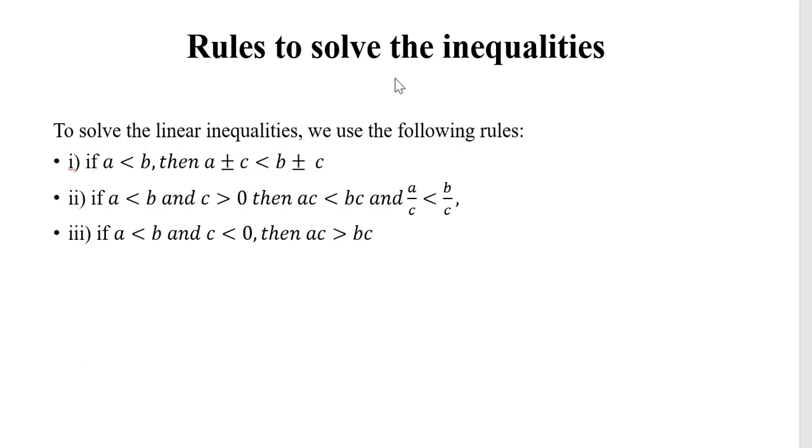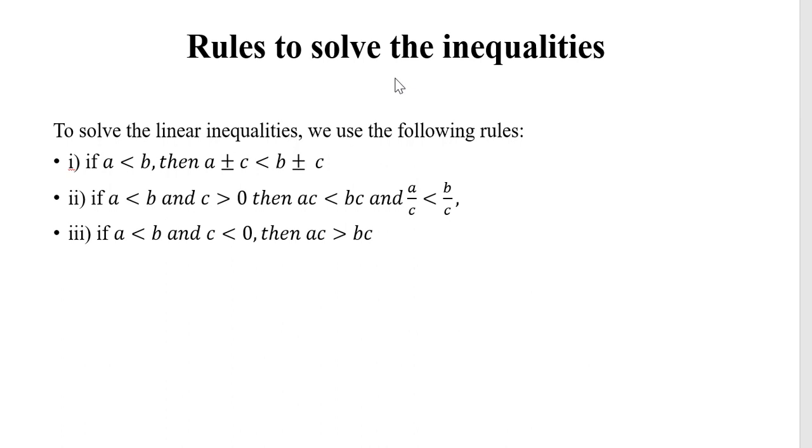To solve linear inequalities, we use the following rules. Rule 1: if A is less than B, then A plus or minus C is less than B plus or minus C. That means we can add or subtract a constant to an inequality, and the inequality will not change.